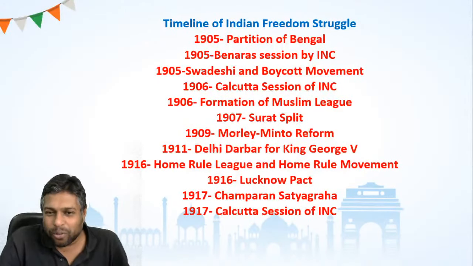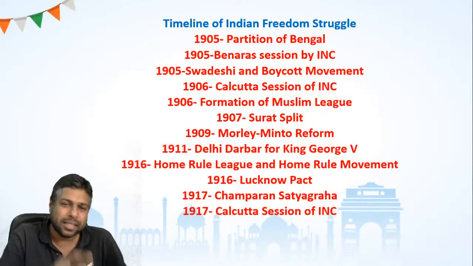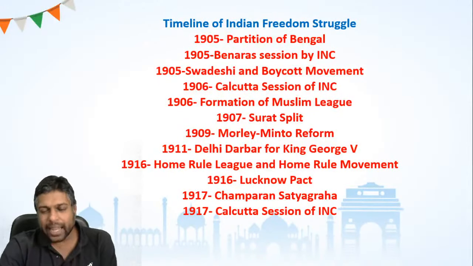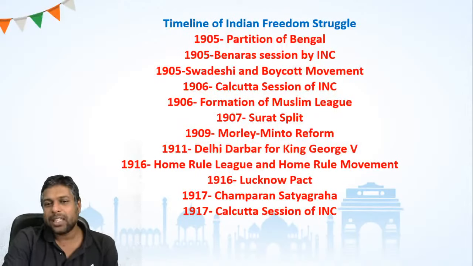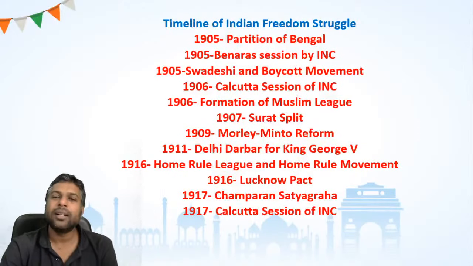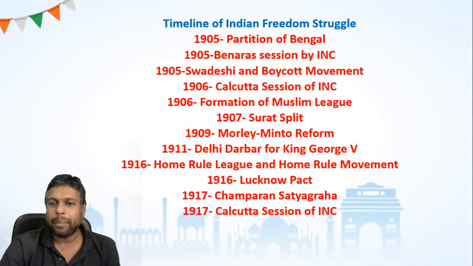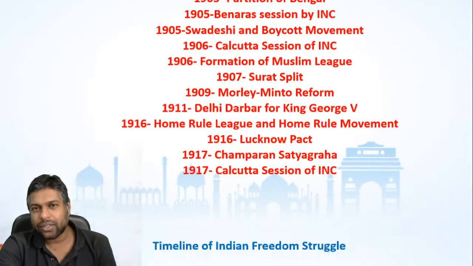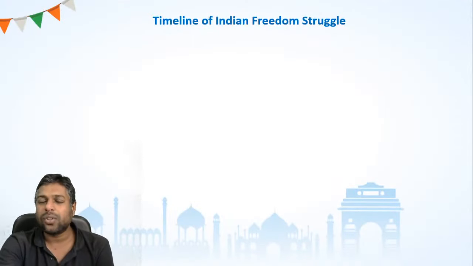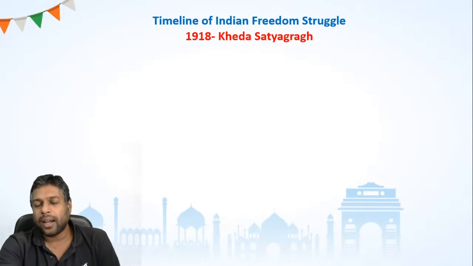After the Home Rule movement, we have the Lucknow Pact, and 1917 begins. The age of Mahatma Gandhi, of course, begins with the Champaran Satyagraha. So many of these other satyagrahas and movements happened, and the Calcutta Session was followed through. जिसमें भी हमने बहुत सारे slogans, बहुत सारे important decisions continued to happen.